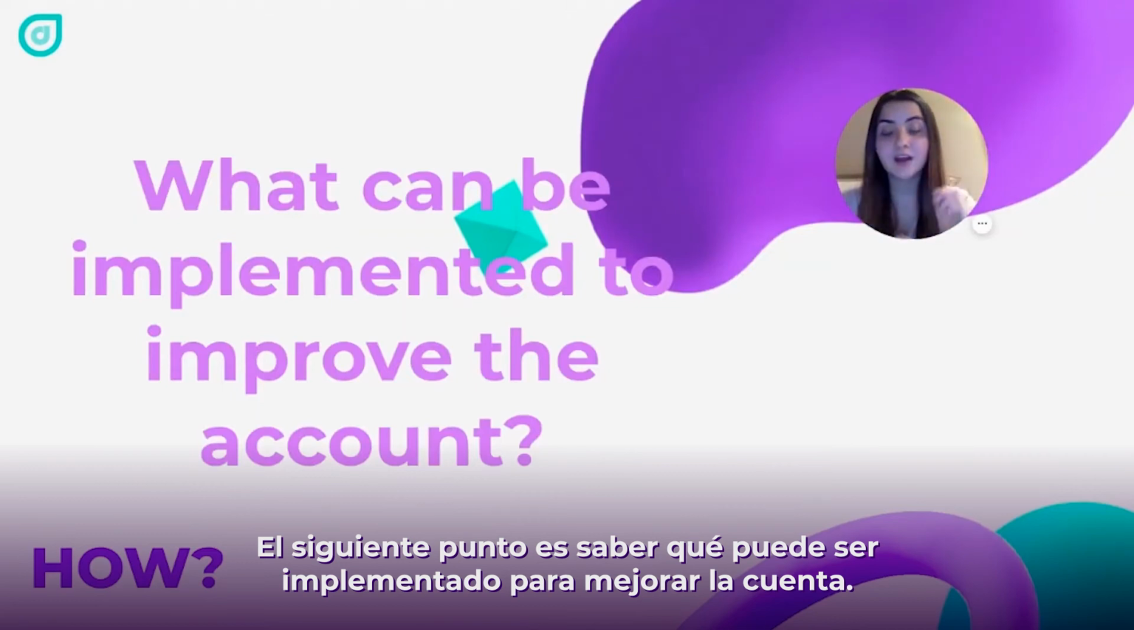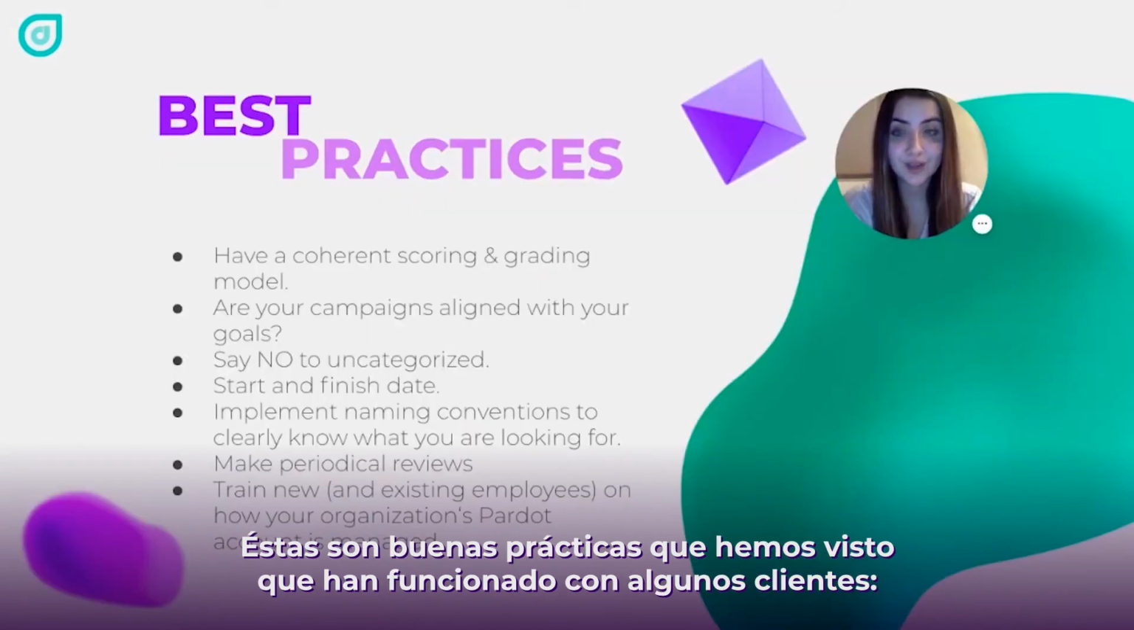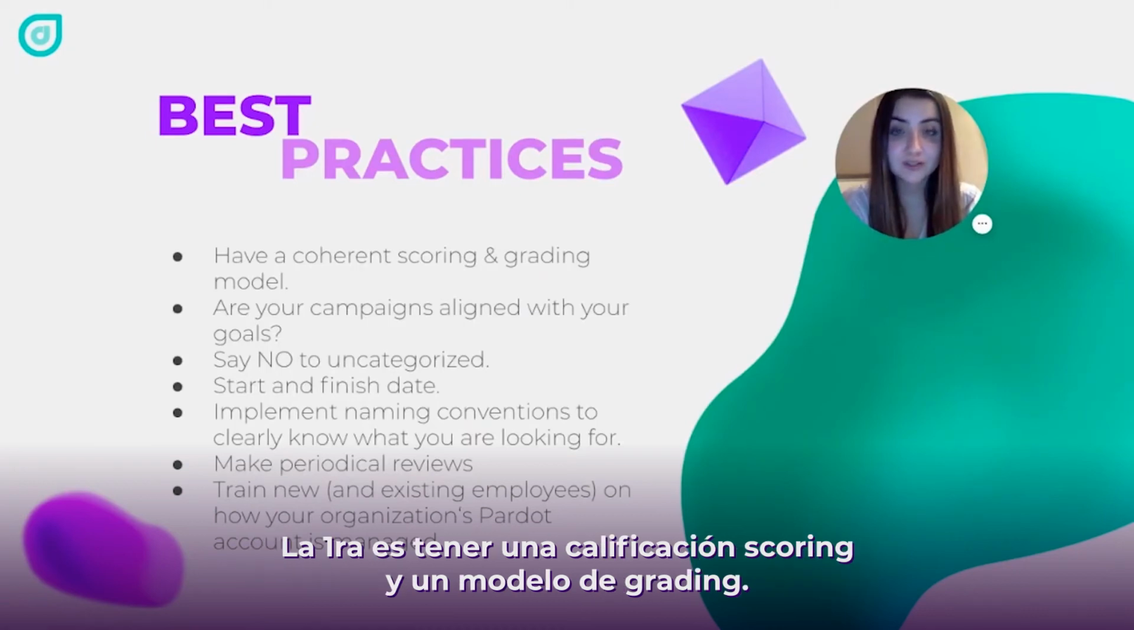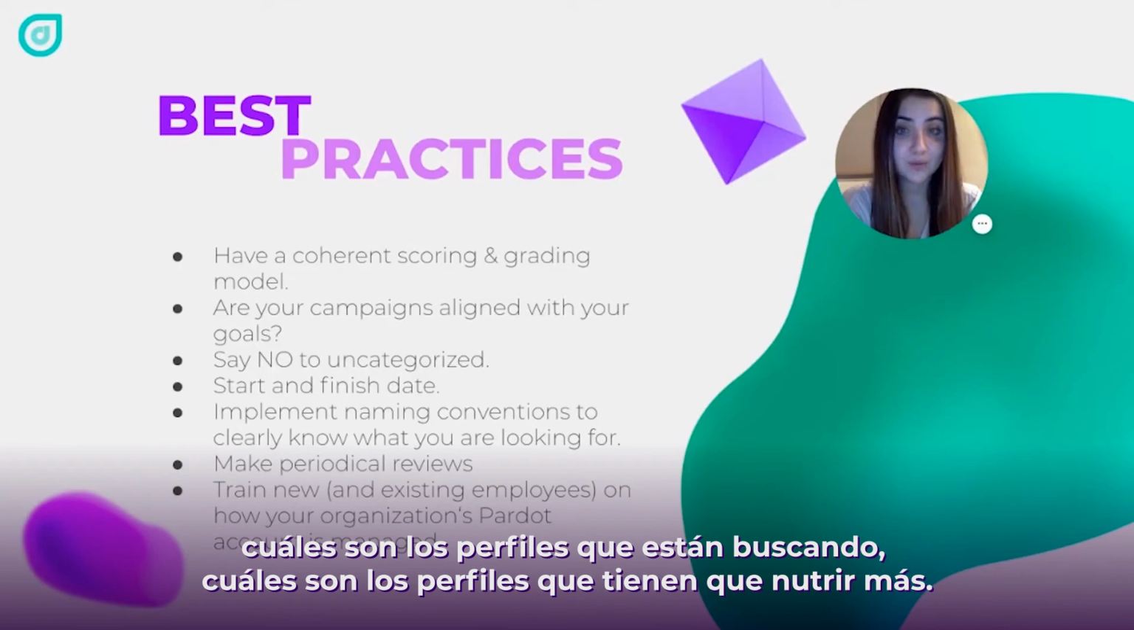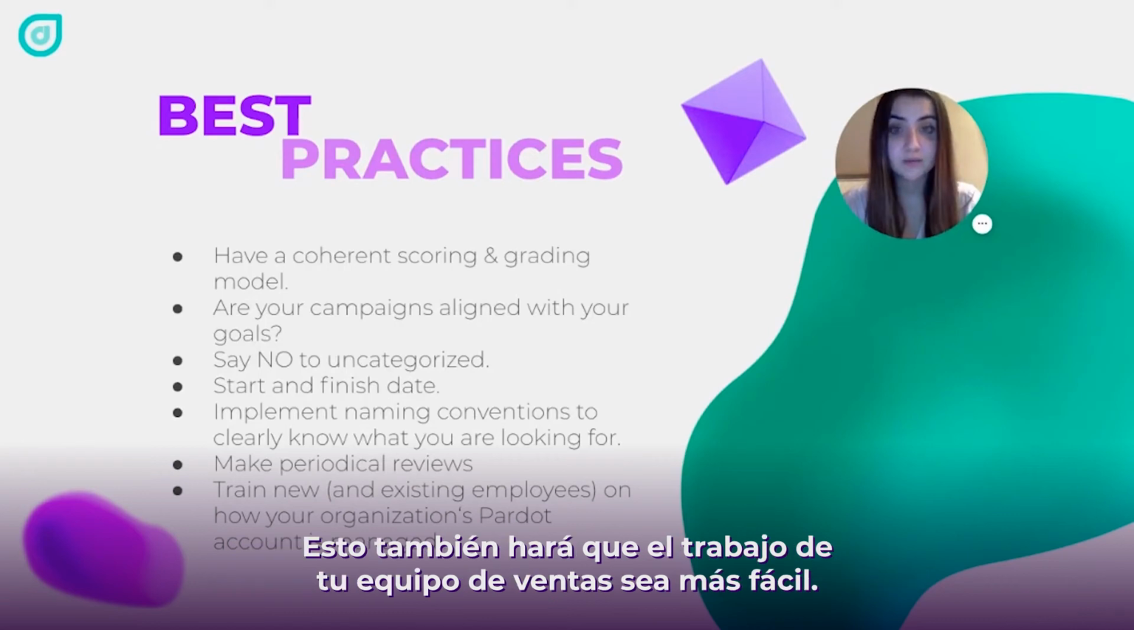The next point is to know what can be implemented to improve the account. These are some best practices that we have seen work with some of our clients. The first one is have a coherent scoring and rating model. You may want to sit with your sales teams for this in order to determine what are the profiles that you're looking for, what are the profiles that you have to nurture most. And this will also make your sales teams' work easier.